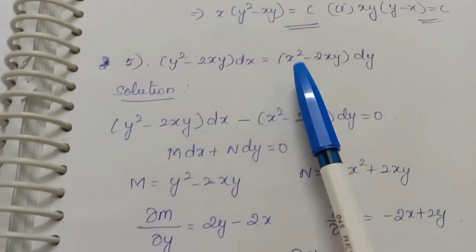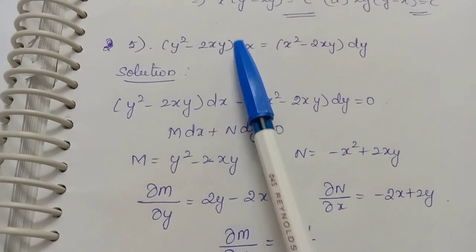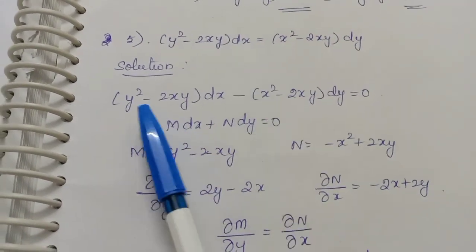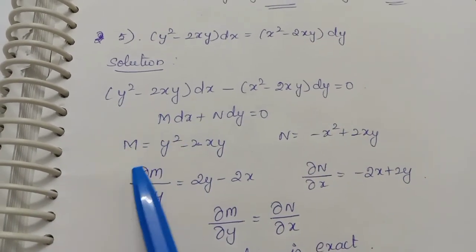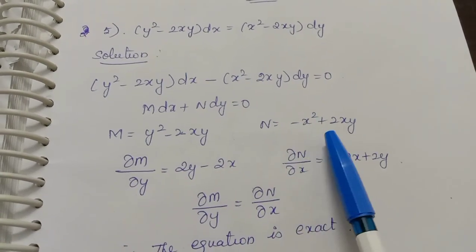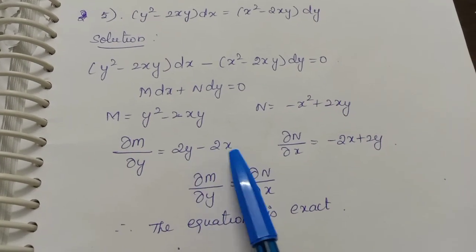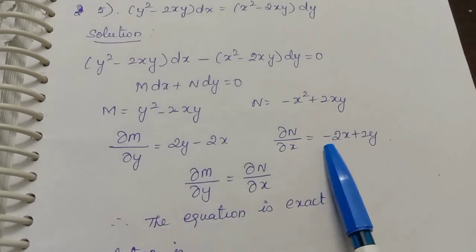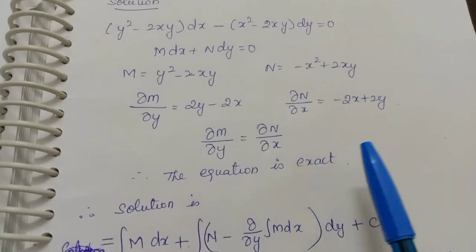This problem I am going to solve by using the method of exactness. See, bring this to this side. So I am having it like M dx plus N dy equal to 0. M is y squared minus 2xy and N is minus of (x squared plus 2xy). Now dou M by dou y equal to 2y minus 2x and dou N by dou x equal to minus 2x plus 2y. So both are equal, no? So the given equation is exact.